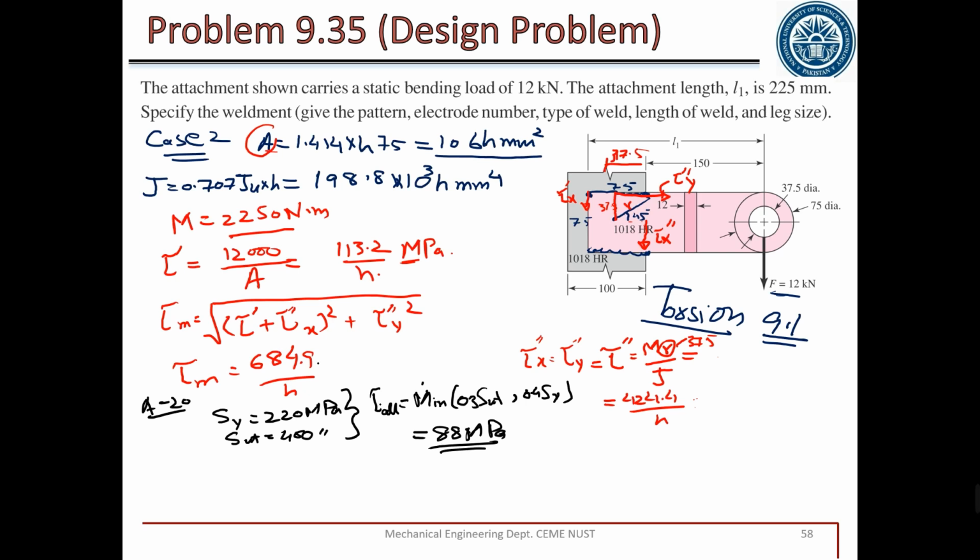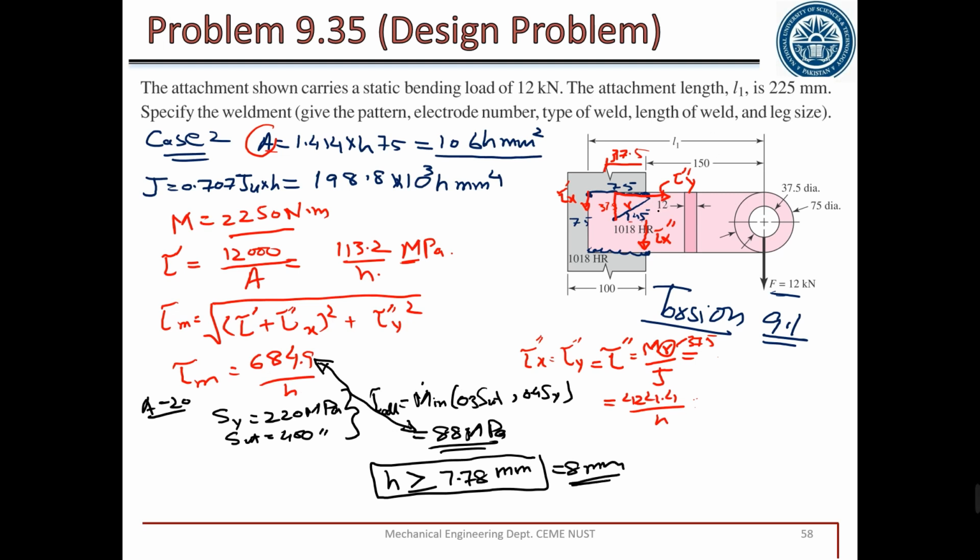Compare this tau allowable with this value. We have to compare these two values. 684.9 by h should be at least less than this value. It should be less than this value for a safer structure. So substituting that value, h should be greater than or equal to 7.78 mm in this case, or we can say 8 mm.